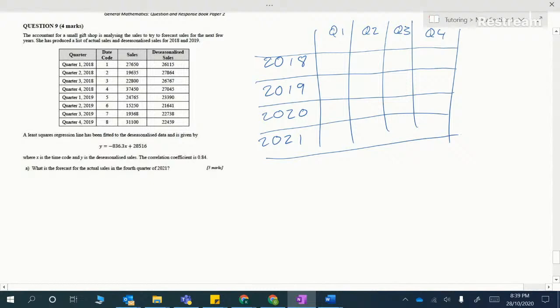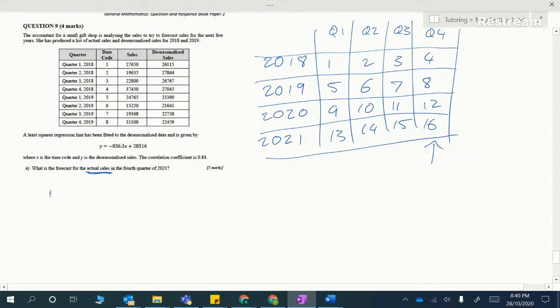So what I'm just going to do is write in the date code. So the date code for this one is 1, 2, 3, 4, 5, 6, 7, 8, 9, 10, 11, 12, 13, 14, 15, 16. And they want it for the fourth quarter of 2021, which would be 16. So I just kept the date code going, just continued the pattern. Then I just saw why it's worth 3 marks, because it wants the actual sales, not the deseasonalized.